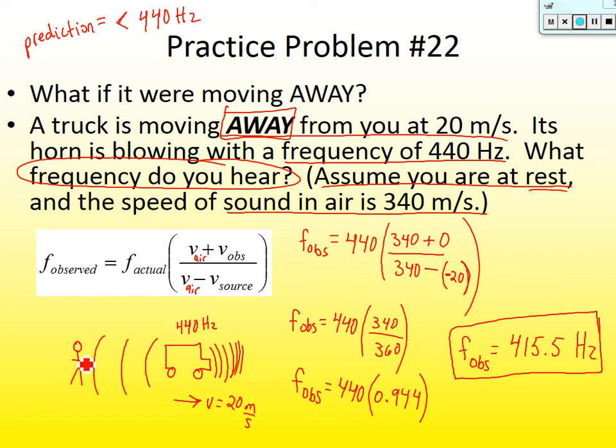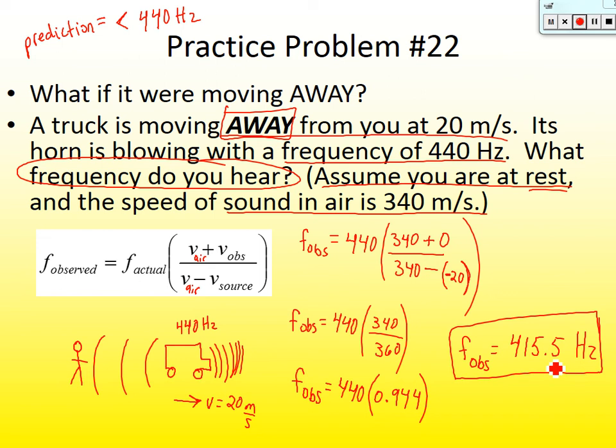So let's see if that makes sense with our prediction. We predicted that it was going to be less than 440. And yeah, that came out to be true. It's less than 440. We got down to 415.5. Okay, very good. Hopefully that makes sense, guys.